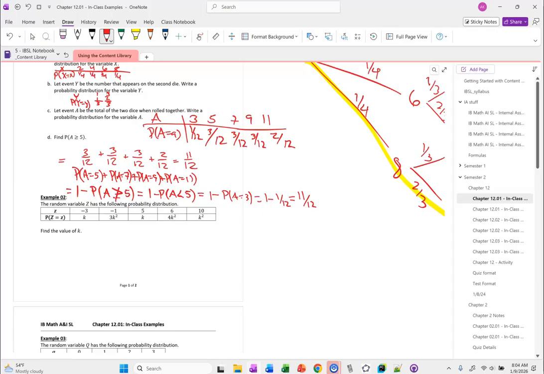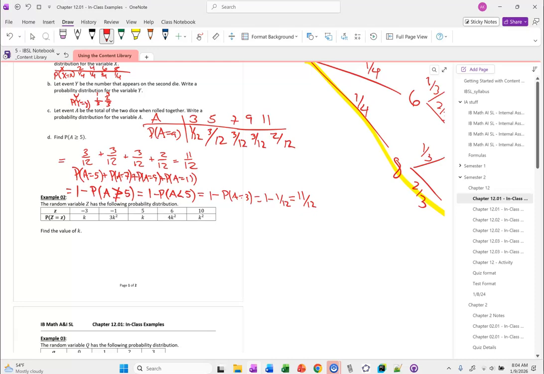There's no advantage of doing one way or the other right now. In the future, the complement may be considerably easier because you have to calculate fewer probabilities. As we get deeper in, calculating those probabilities might be rather difficult, even if you have a probability distribution. So if you can avoid having to do more number crunching, that's often helpful.